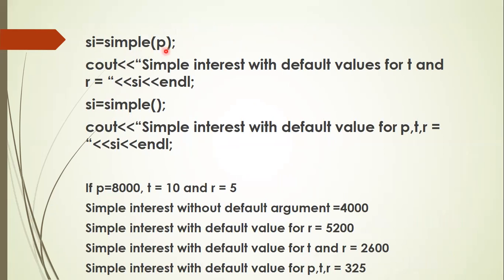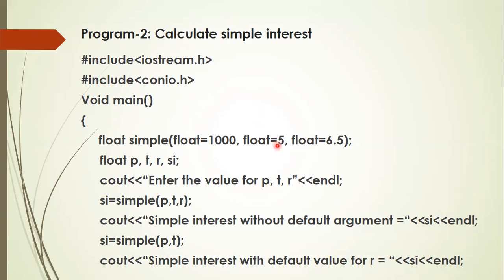SI equal to simple of P. Here what happens is 2 arguments are missing. Only the P value, it will make use of the value you have inputted. T and R, it makes use of the default value. For T, it will take 5, and for R, it takes 6.5.